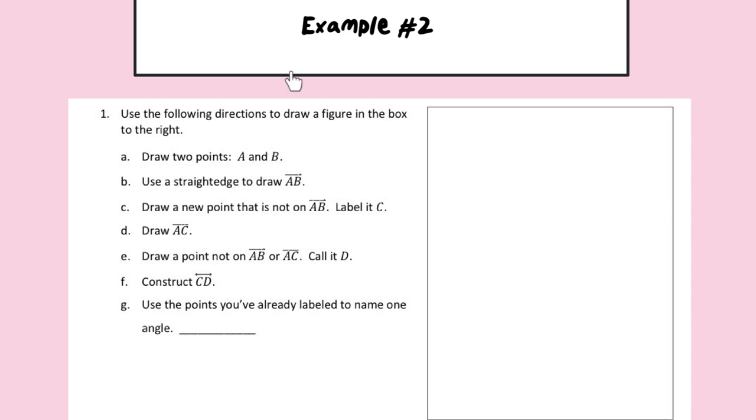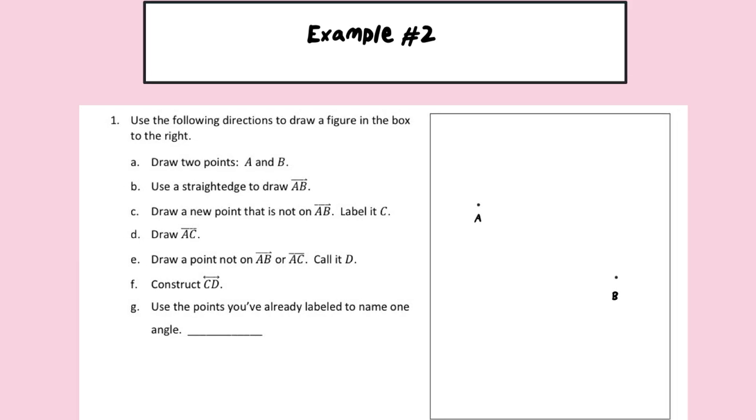For example 2, our directions tell us to use the following directions to draw a figure in the box to the right. So here's our box, and here's our directions. Part A is telling us to draw 2 points, A and B. So here I drew our first point and labeled that A, and then over here I drew our second point and labeled that B.